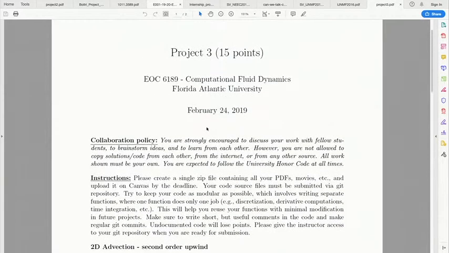This is the assignment that's due this week. It's basically doing advection in 2D. You've done advection in 1D already. This is doing it in 2D. So, do you have any questions about this?